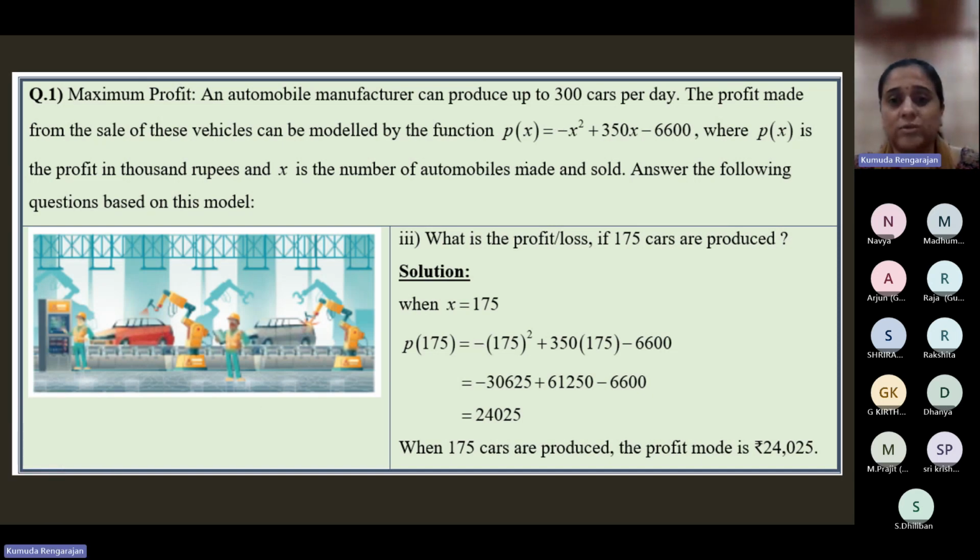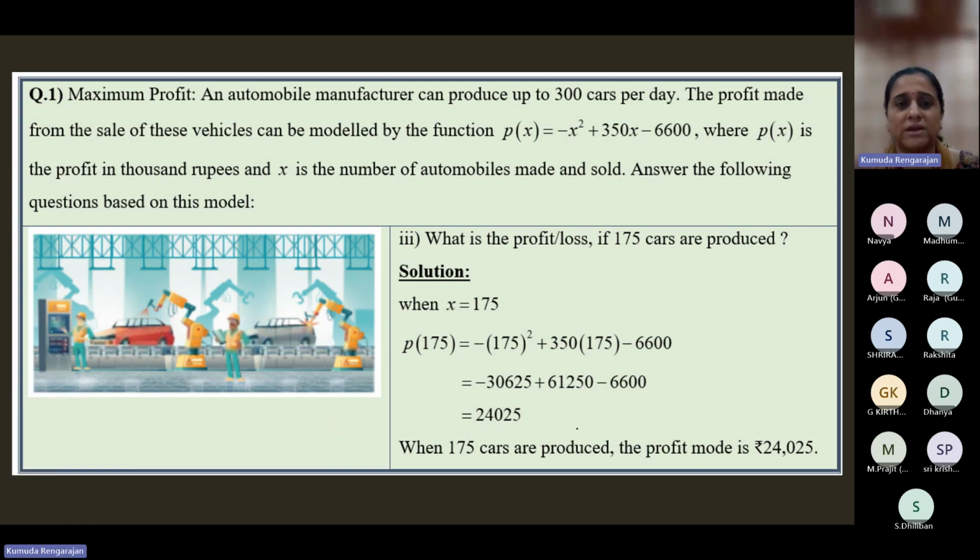Yeah, I was telling you about this one. So be careful while calculating this. 175 has to be squared, not minus. It's not minus 175 the whole square. So you get this one. So many thousands of rupees, children. Not this one, children. So many thousands of rupees.